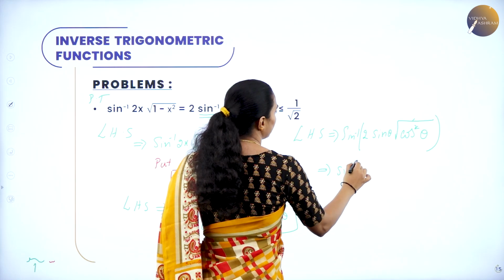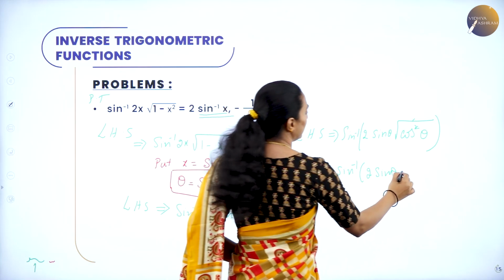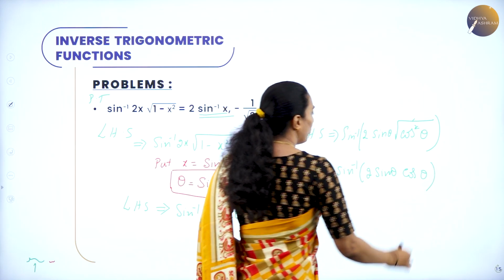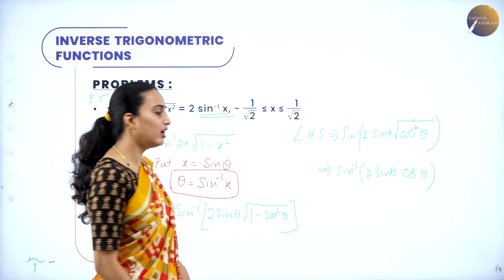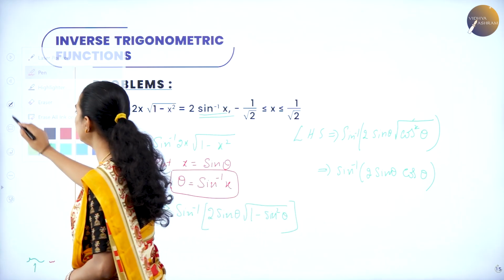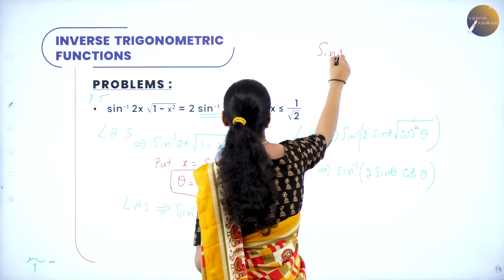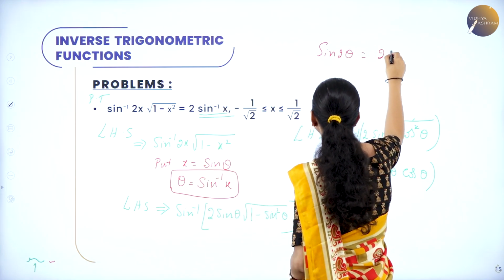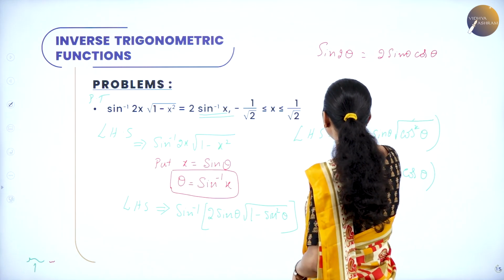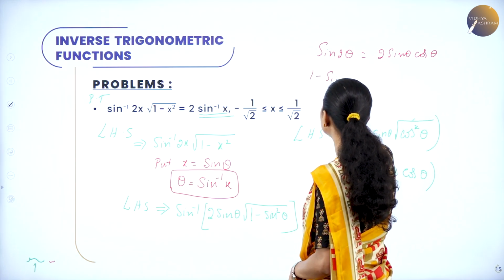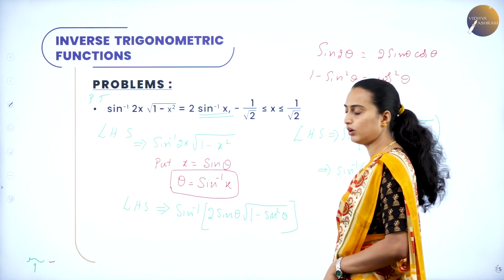Sin inverse of 2 sin theta into cos theta. What is 2 sin theta into cos theta? Multiple angle, sin 2 theta. Therefore, I am going to write that formula also. See here, sin 2 theta is nothing but 2 sin theta into cos theta. Similarly, 1 minus sin squared theta is equal to cos squared theta. I am writing here what all I am going to use.